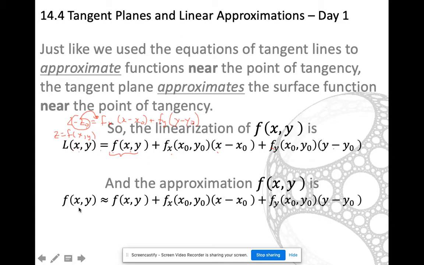The approximation is f of my actual surface, my actual value for z. This is actually z. Z is equal to f of xy, which is approximately my linearization equation.